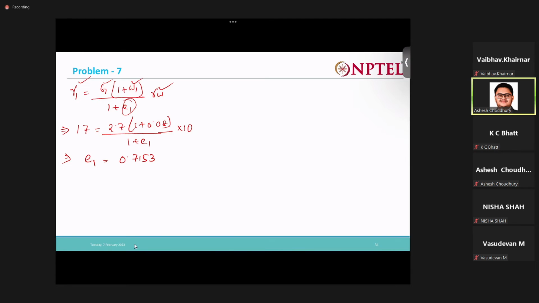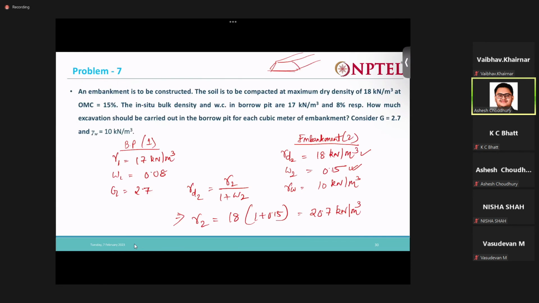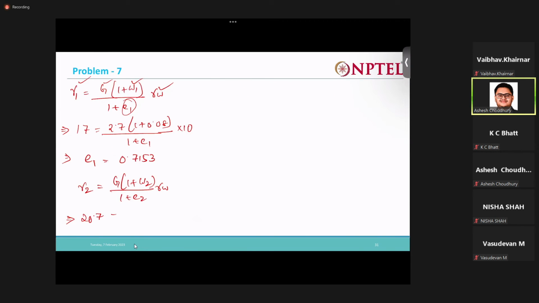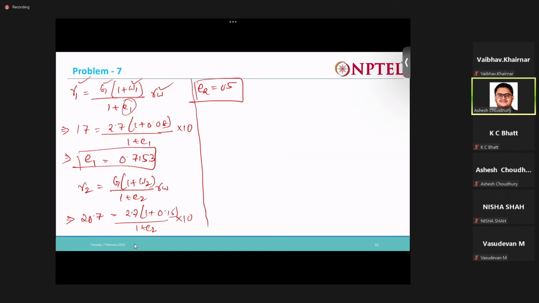Similarly, for the embankment, if we write down the same relation again, this value is known to us, we just found it in the last step, this 20.7. G is known to us, water content is known to us. So from this we can easily find out e2 as 0.5. So we have e1, the void ratio of the borrow pit, and e2, the void ratio of the embankment that we need to construct. Both of these we know.